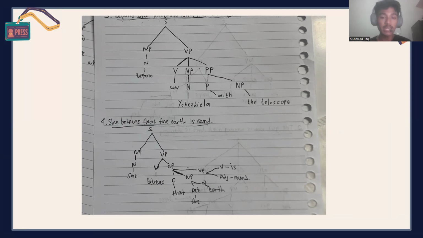Oke, untuk nomor 4-nya itu dibagi dua lagi. Yang untuk soalan she believes that the earth is round. Dan untuk noun phrase-nya itu ada noun sebagai she, dan verb phrase dibagi dua lagi, verb sebagai clause phrase. Dan untuk verbnya itu ada believes. Dan clause phrase itu dibagi tiga. Ada clause itu that, dan noun phrase dibagi dua, yaitu determiner dan noun. Determiner itu sebagai the, dan noun itu sebagai earth. Dan verb phrase, yaitu ada verb sebagai is, dan adjective sebagai round.